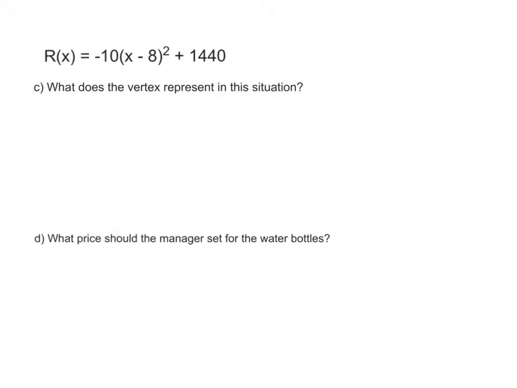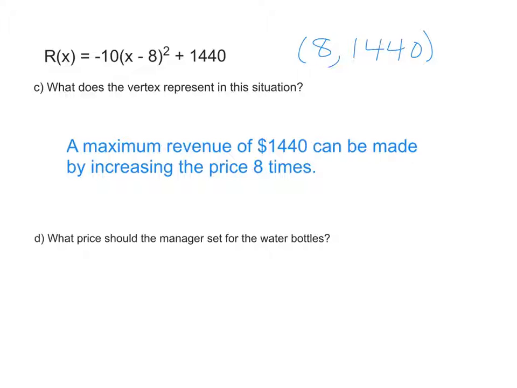And it says, what does the vertex represent in this situation? First of all, let's just look at what is the vertex. 8 and 1,440. What does that mean in the context of the problem? 8 is the number of price increases, and 1,440 is the maximum revenue. So what does the vertex represent? A maximum revenue of $1,440 can be made by increasing the price 8 times.